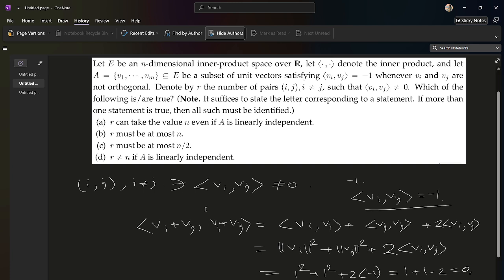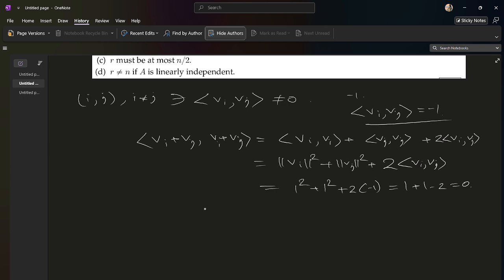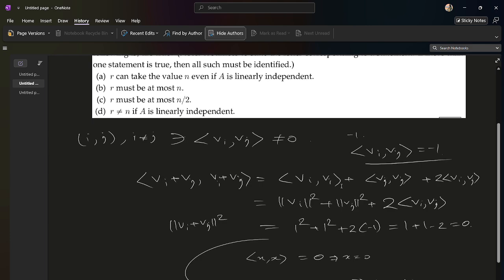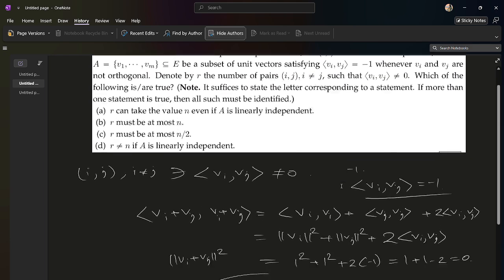So the norm of Vi plus Vj whole squared is 0. And as we know that if the norm of x squared is equal to 0, then x is 0. So by using it, we get Vi plus Vj equals 0. So Vi is equal to minus Vj. So this is the property we use to find the basis.